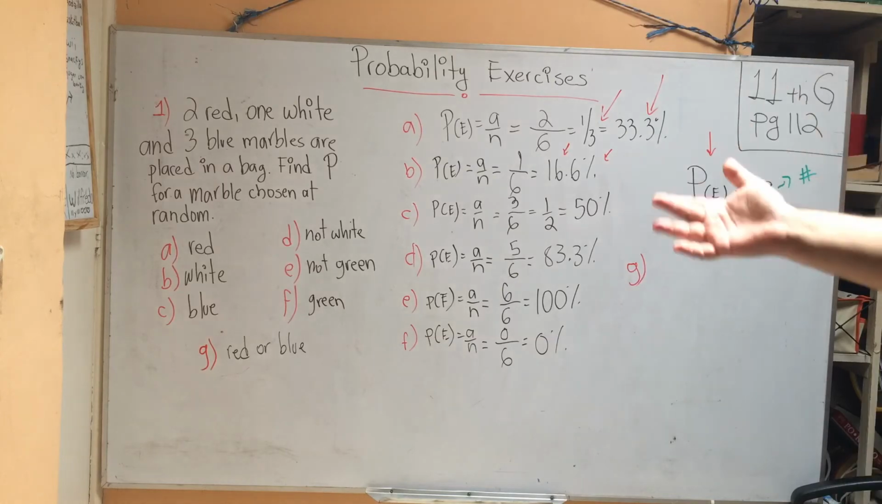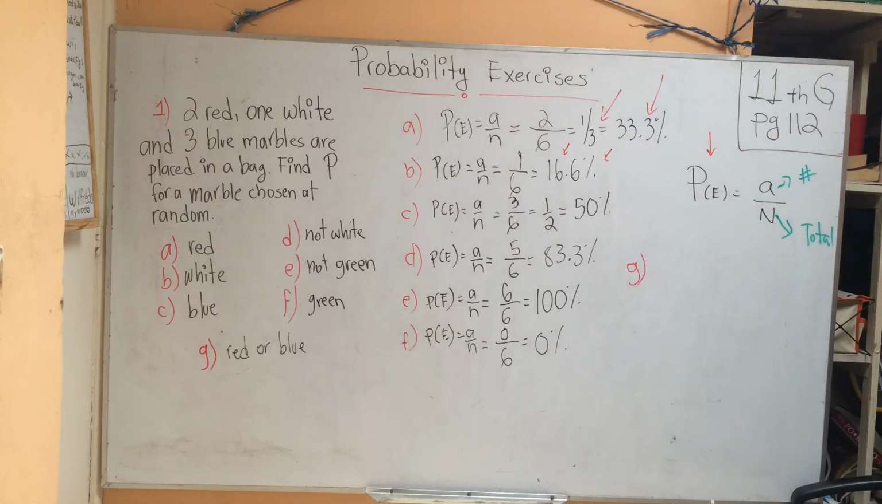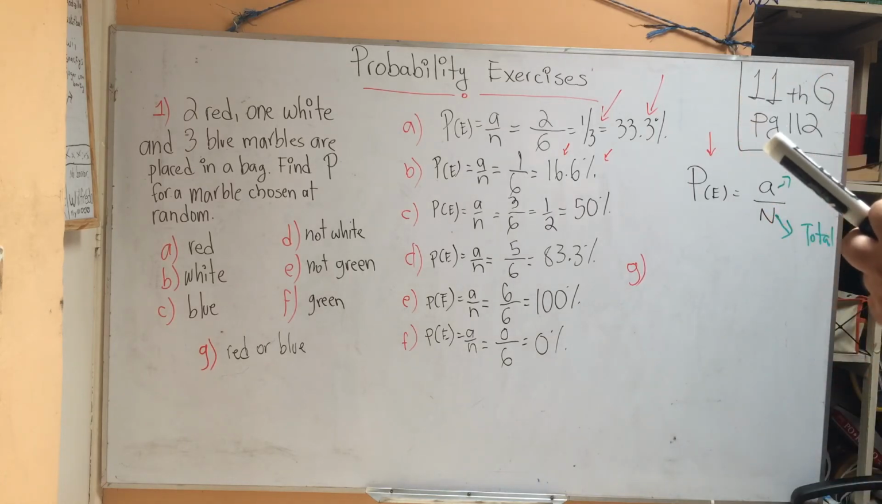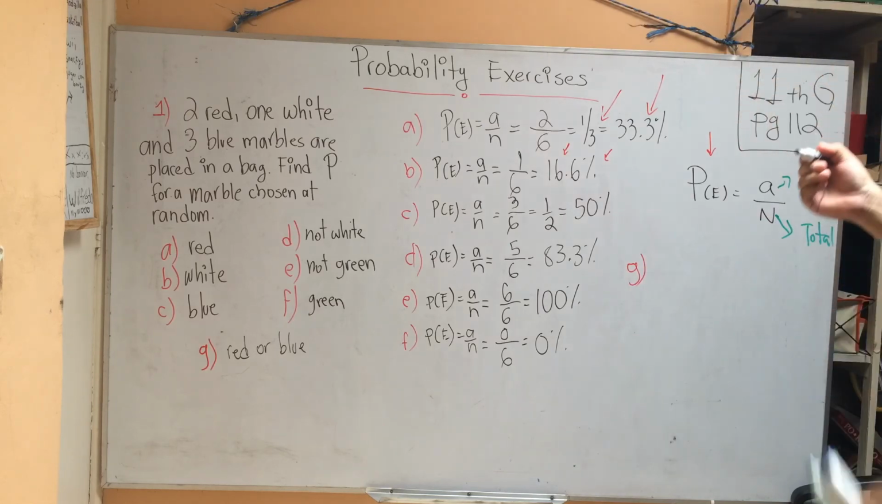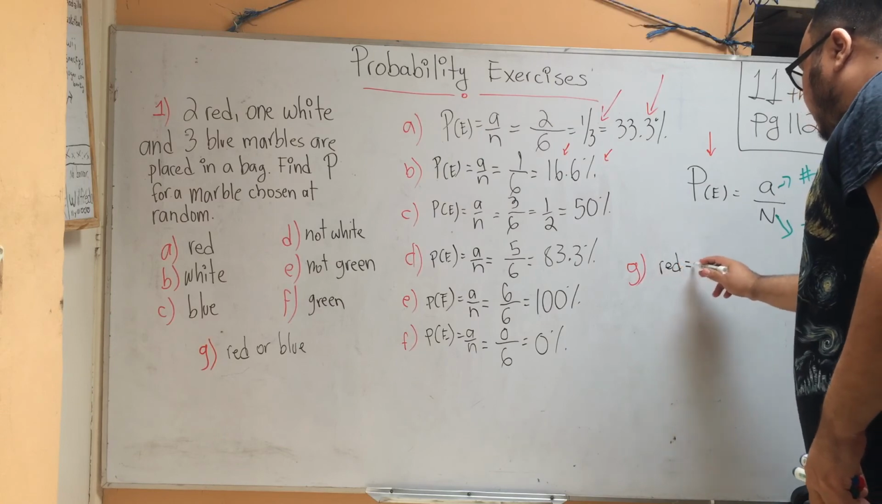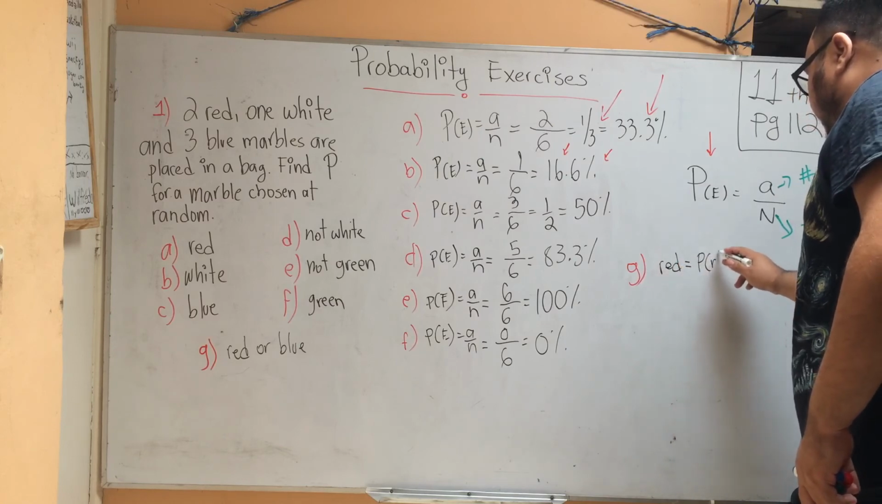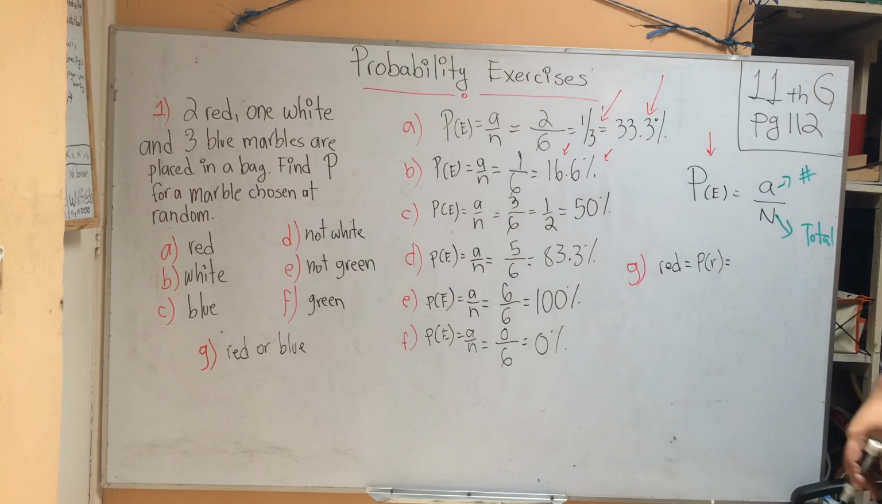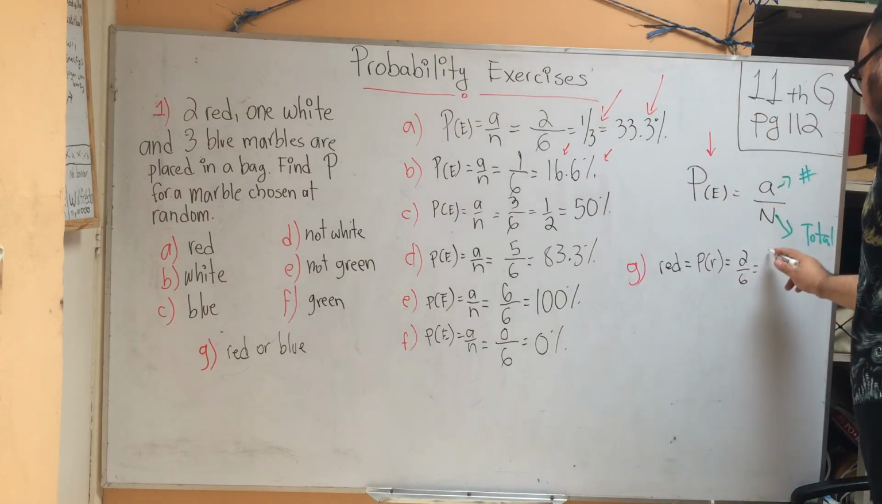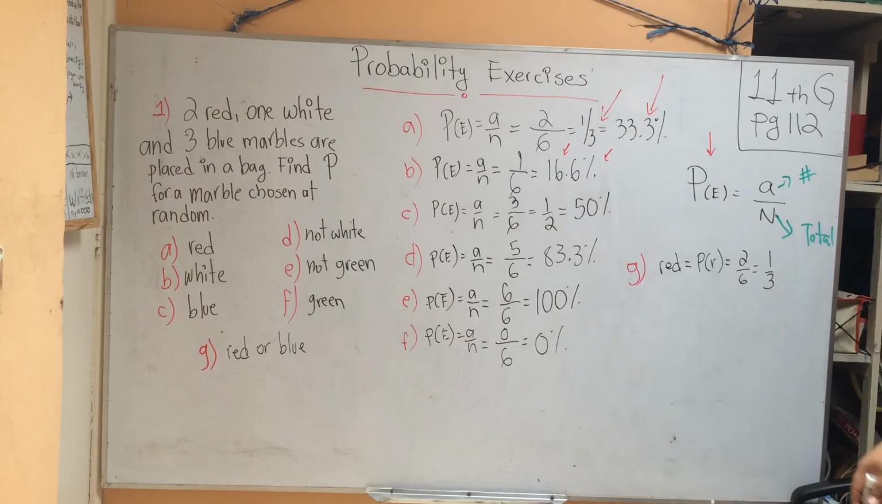When we have more than one option, according to the properties of probability, we have to add them together. We can work them separately, but then we would need to add them together. So what is the probability for a red option? We have 2 reds out of 6, and that is 1/3.